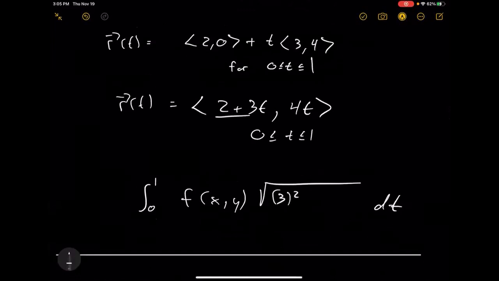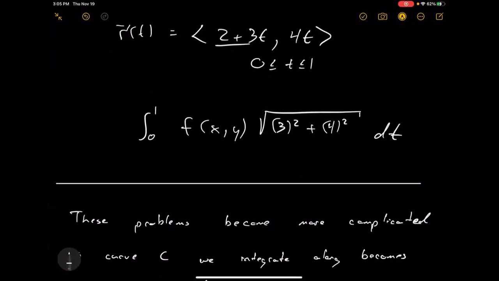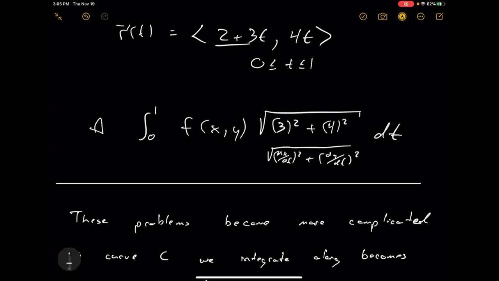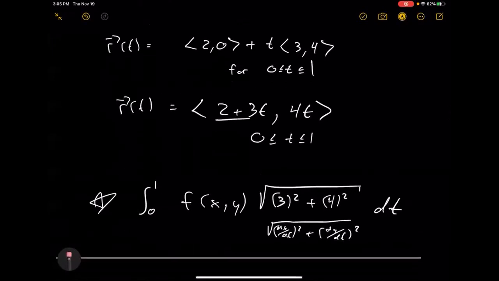And then I want to square it. What's my dy dt? 4, and I square it. So what is this term? Remember, this is my dx dt squared term plus dy dt squared. Now I'm integrating this thing in terms of t, so I want this x and this y in terms of t. Okay, so from my parametric description, I know x is equal to 2 plus 3t, and y is equal to 4t.